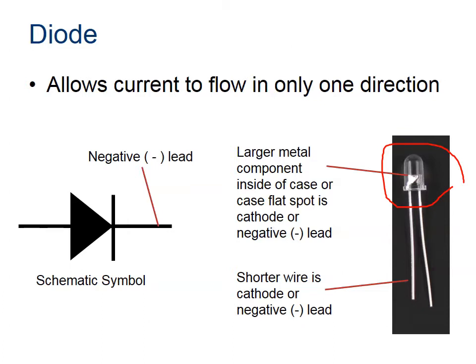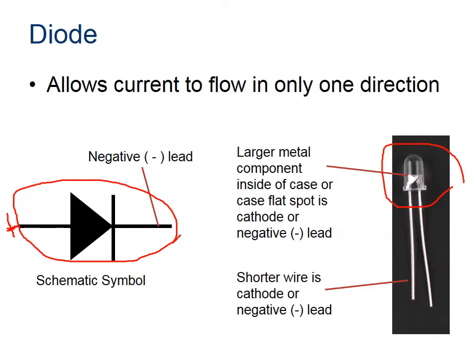And a diode symbol in a schematic looks like this on the left. One thing to know about a diode is that it only allows current flow in one direction. And on the left-hand side here is the positive side, so that's where your current is coming in. And then the negative side, at least on the schematic, is the right-hand side.